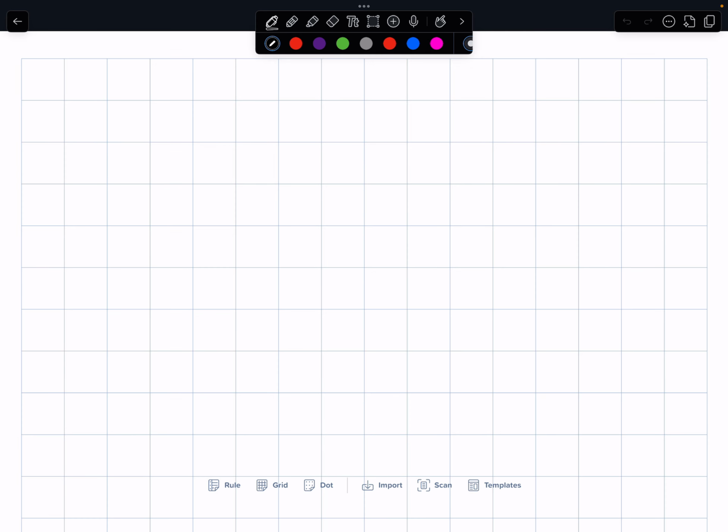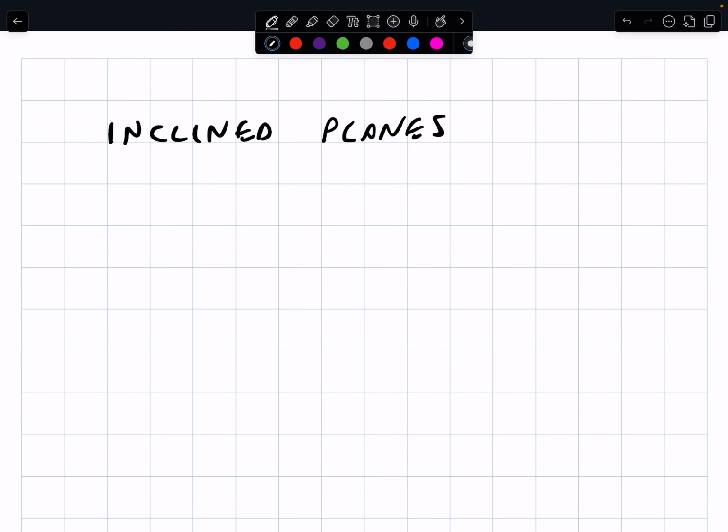Okay, this is Mr. G and inclined planes. That's a fancy word for a ramp. So yeah, it's a ramp. You take a board and you tilt it at some angle.